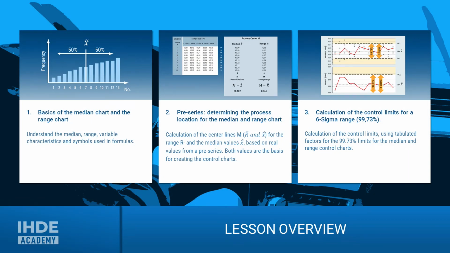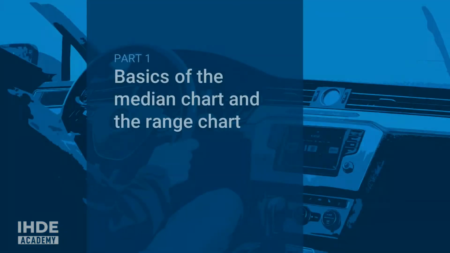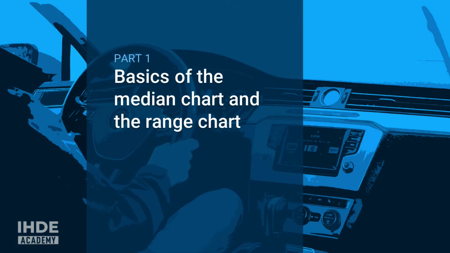This lesson is divided into 3 chapters. In the first chapter, we get an overview of the basics of the median chart and the range chart. In the second chapter, the process center lines of these 2 charts are determined based on a random sample. And in the last chapter, the control limits are then calculated. So, let's start with a quick review of the basics of the median chart and range chart.